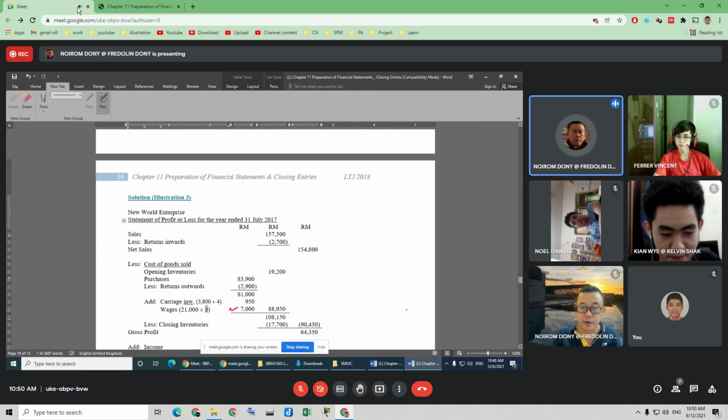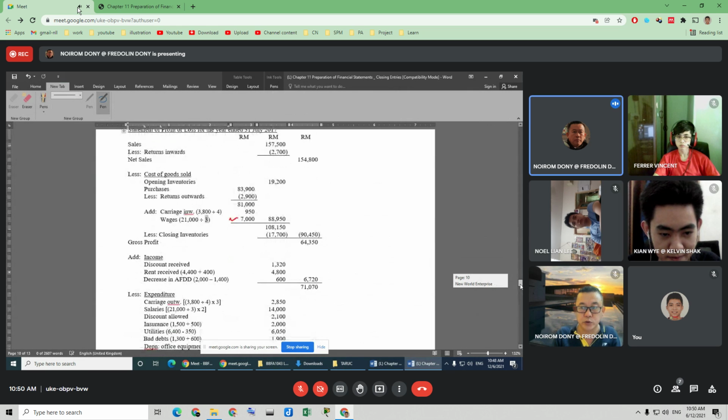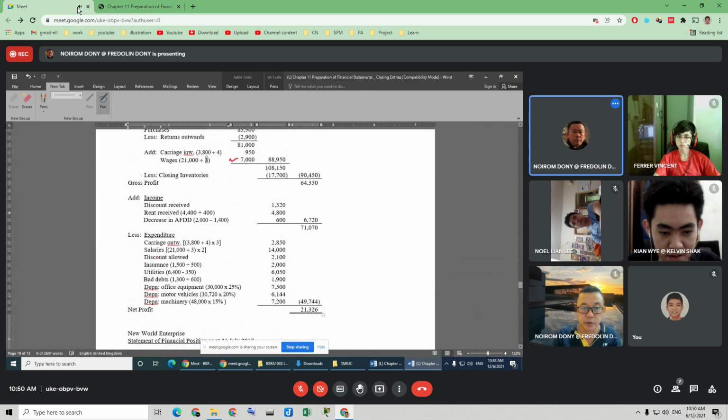And then salary, the other two portions. 2 times 7 is 14,000. So look at salary here, 14,000. So it's just the allocation.